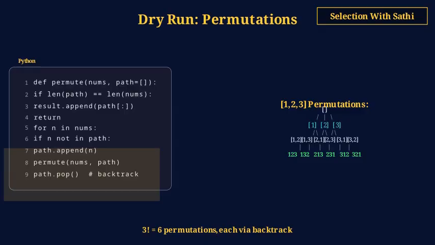Include 3. Sum is 3. Include 5. Sum is 8, exceeds target. Prune. Exclude 5. Sum is 3, not target. Move on. Exclude 3. Include 5 alone. Sum is 5, equals target. Record subset 5. Final answer, 2 subsets, 2, 3 and just 5. Notice how pruning at sum greater than target saved us from exploring many branches.